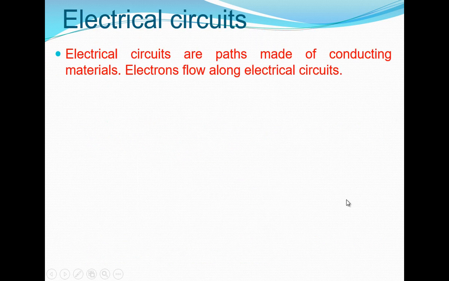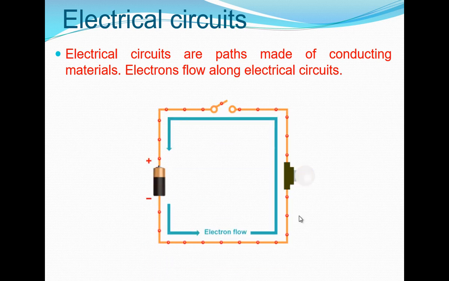Electrical circuits. Electrical circuits are paths made of conducting materials. Electrons flow along electric circuits, like this. You can see that if we have a cell, an electric cell, the electrons can move from the negative pole to the positive pole. If the path is closed, is connected, if this switch is connected, then it flows. Otherwise, it doesn't flow and the bulb doesn't work.